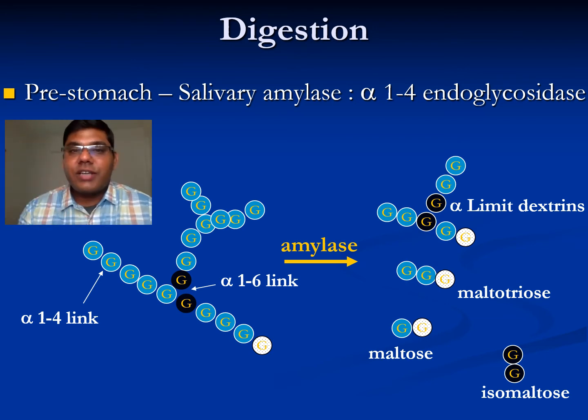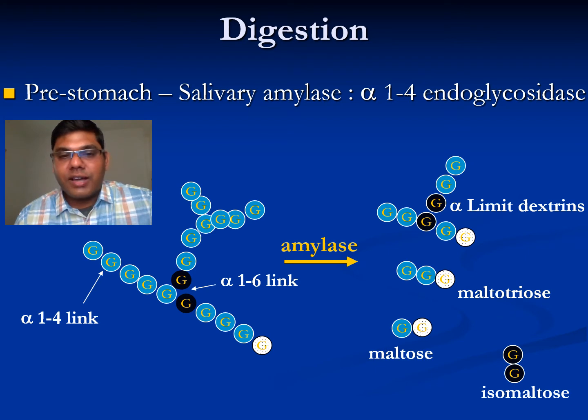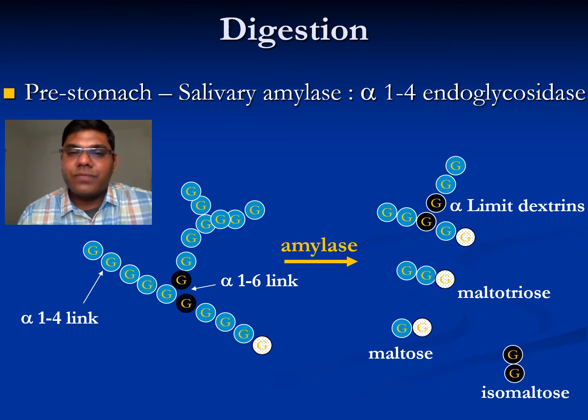So majorly the digestion takes place before the stomach, in the pre-stomach, by the salivary amylase, which is an alpha 1,4 endoglycosidase. The salivary amylase acts on the starch, and wherever there is a branched chain, it gives rise to three kinds of molecules. It can give rise to either disaccharides such as maltose, or oligosaccharides such as maltotriose, or short stretches of small branched units called alpha limit dextrins.